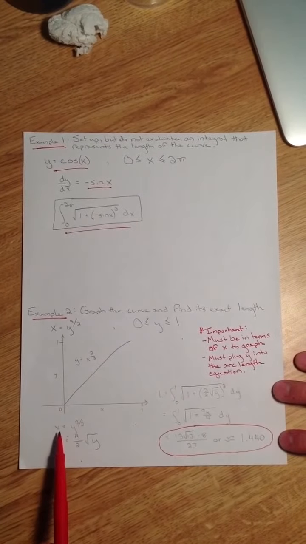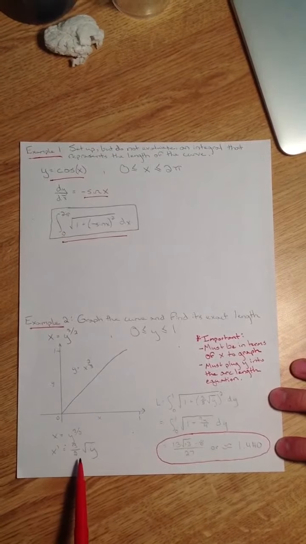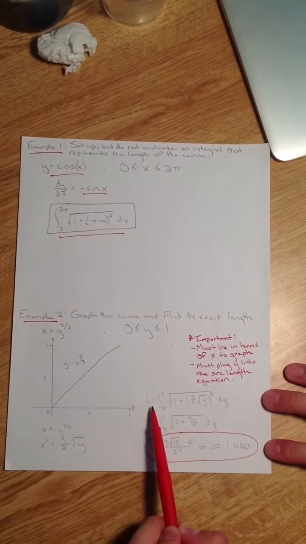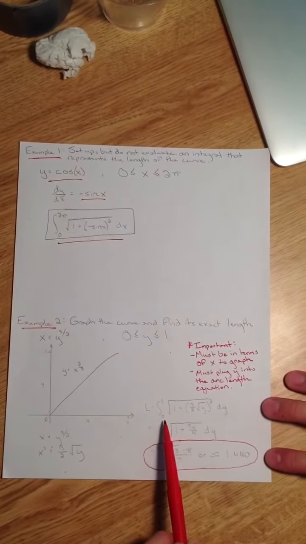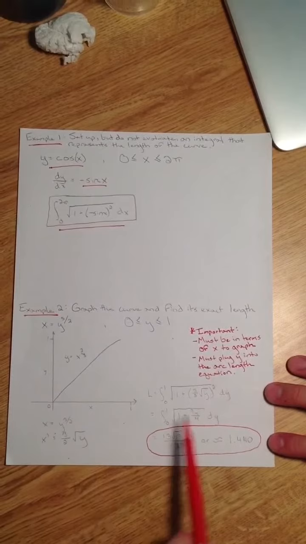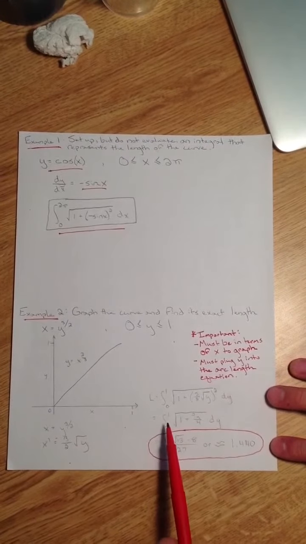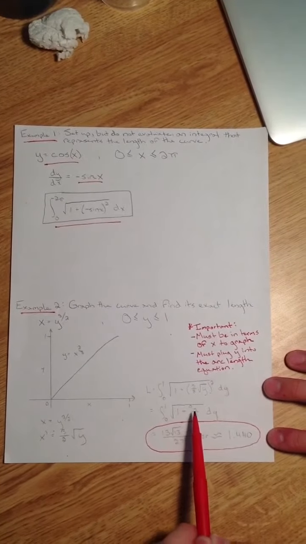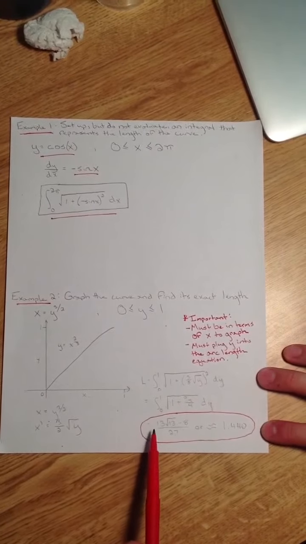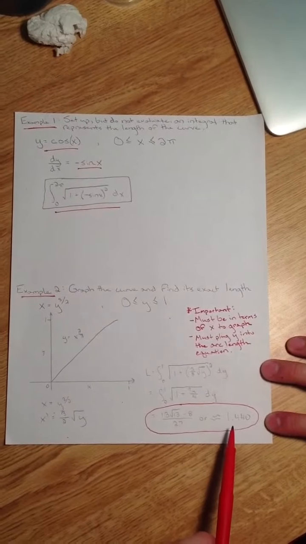So, the derivative of x in terms of y is 3 over 2 times the square root of y. Now, plugging that into the arc length equation, you have the integral between 0 and 1 of the square root of 1 plus the derivative, which we just found, squared. That simplified is just the integral between 0 and 1 of the square root of 1 plus 9y over 4 dy. That, when plugged in your calculator, gives you 13 root 3 minus 8 over 27, or about 1.440.